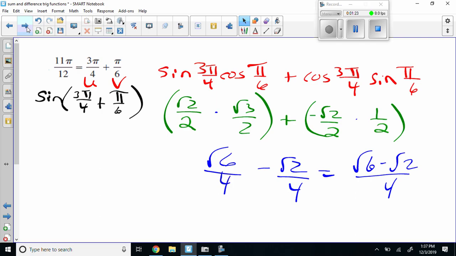And then I found their values using my unit circle. I multiplied them together and added them, and I got square root of 6 over 4 minus square root of 2 over 4. And when you rewrite with one common denominator, it's square root of 6 minus square root of 2, all over 4, right? Any questions? Anybody not get that answer? Everybody got that answer? Y'all solid on the signs? What's wrong?